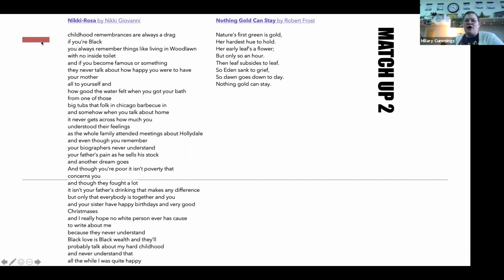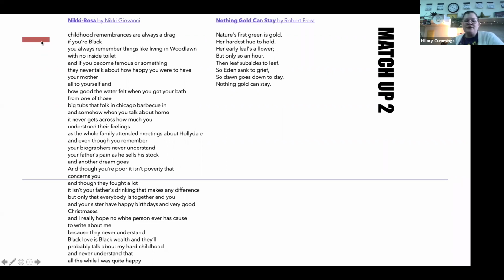Childhood remembrances are always a drag if you're Black. You always remember things like living in Woodlawn with no inside toilet. And if you become famous or something, they never talk about how happy you were to have your mother all to yourself, and how good the water felt when you got your bath from one of those big tubs that folk in Chicago barbecue in.